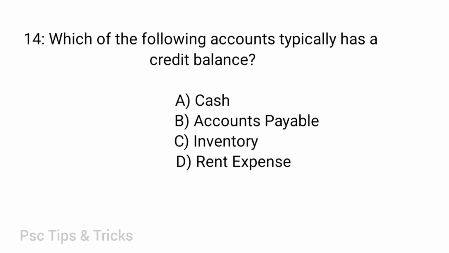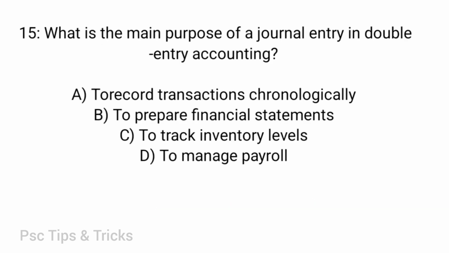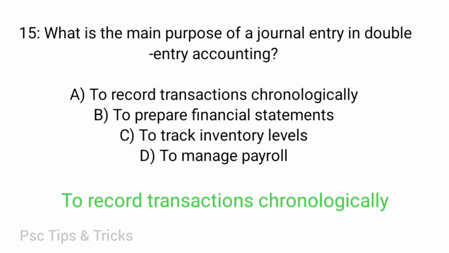Which of the following accounts typically has a credit balance? Options: cash, accounts payable, inventory, rent expense. Accounts payable. What is the main purpose of a journal entry in double entry accounting? Options: to record transactions chronologically, to prepare financial statements, to track inventory levels, to manage payroll. To record transactions chronologically.